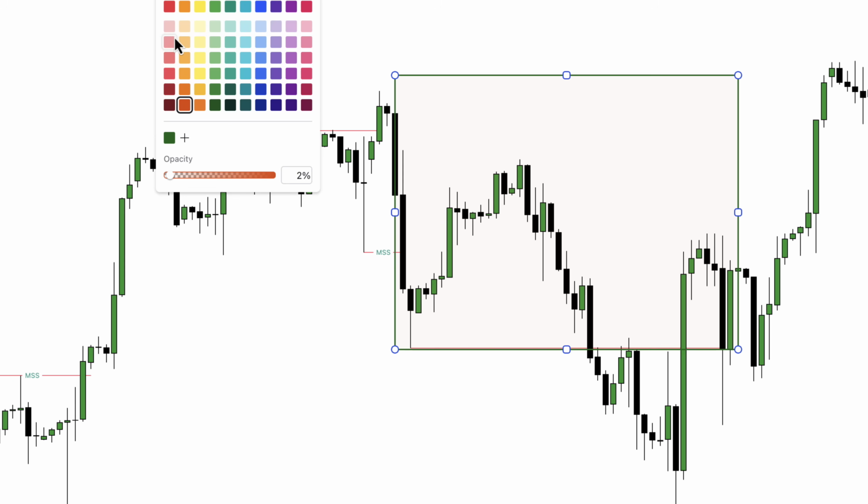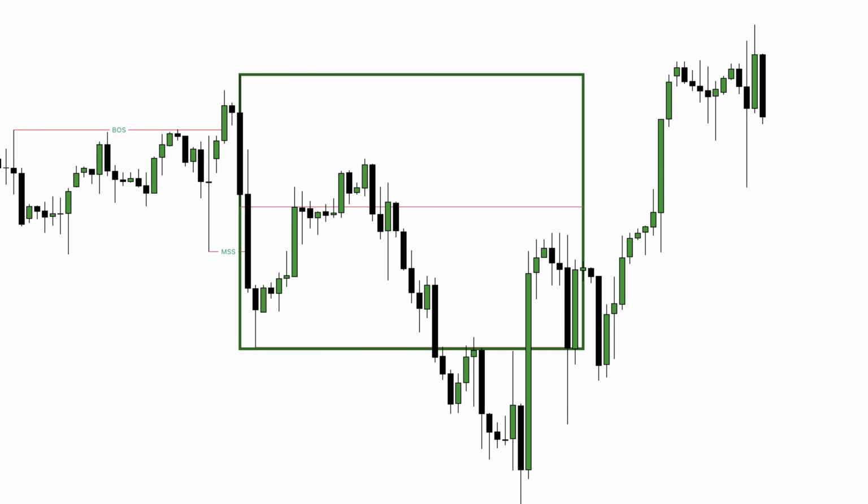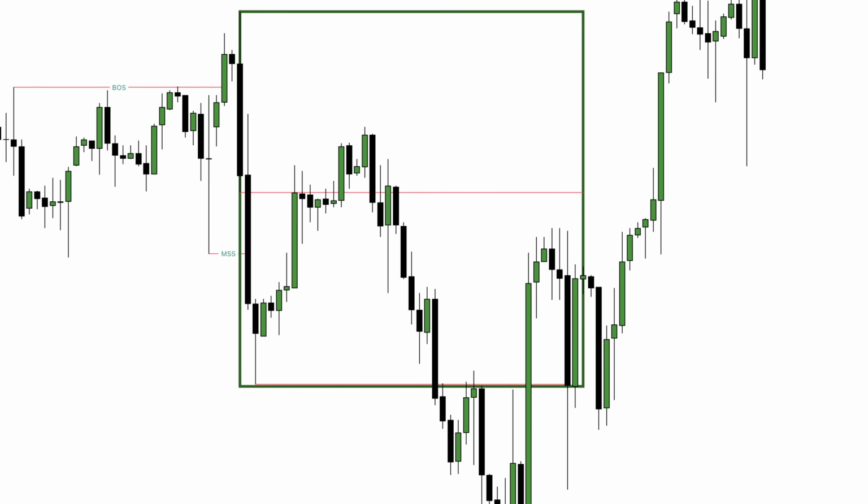Perfect. I hope you're watching what I'm saying. So if you have this, let's assume in the middle of this box here, the middle is your equilibrium point. And then above this place is your premium, below it is your discount.